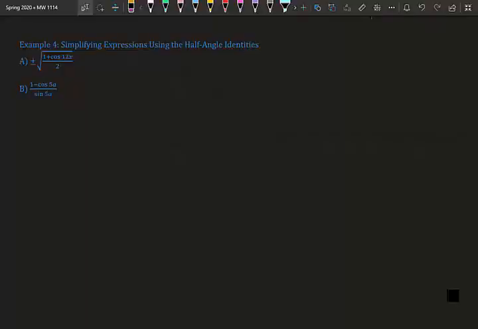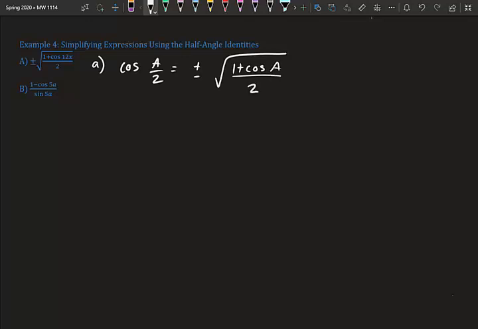Alright, last example, thankfully. Just like most of our last examples in this chapter, we have the opposite side now. We're given the right side, we need the left side. So let's try and match it to one of our identities. You can go ahead and look at your identities, and you'll see that it matches cosine a over 2 equals plus or minus the square root of 1 plus cosine a over 2. So this is the side we're given. We're given the right side, so we need to go to the left one.